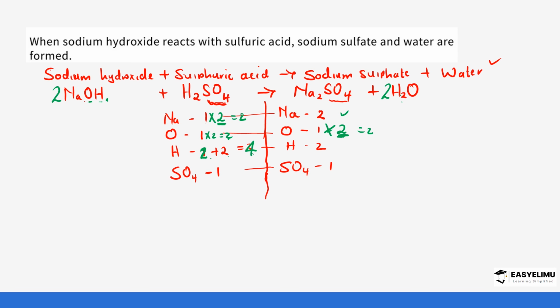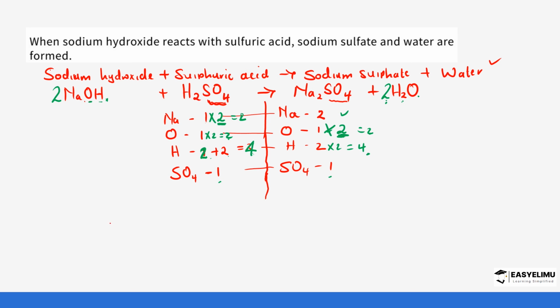So let's see how it affects it. So these 2 multiplies with these 2 to form 4 hydrogens. And then these 2 multiplies with this 1 oxygen to form 2 oxygen. So this balances everything out. The sodium reactants are 2, products they are 2. Oxygen, they are 2 this side, they are 2. Hydrogens are 4, this other side they are 4 as well. Our sulfate remains as 1 in the reactant and 1 in the product. So our equation is balanced, but it's not complete. Let us make it complete.